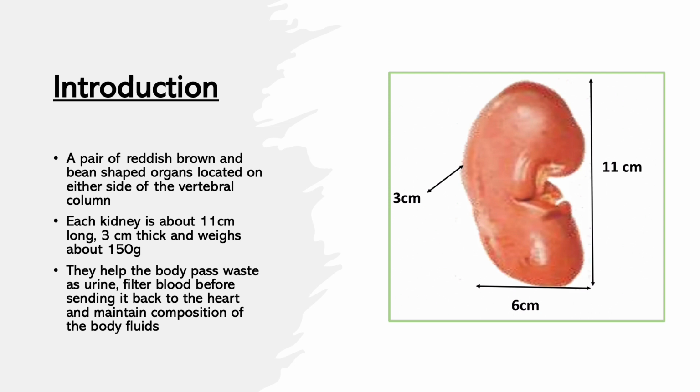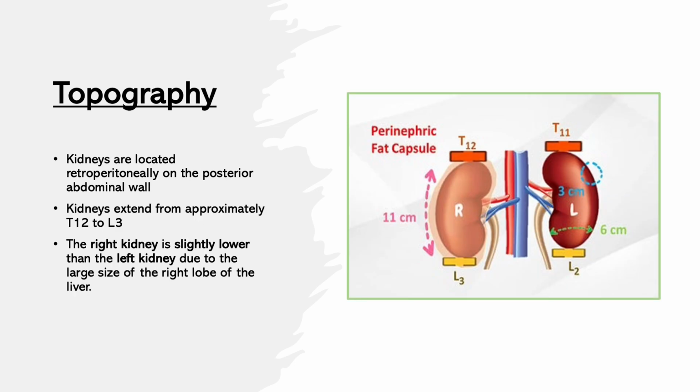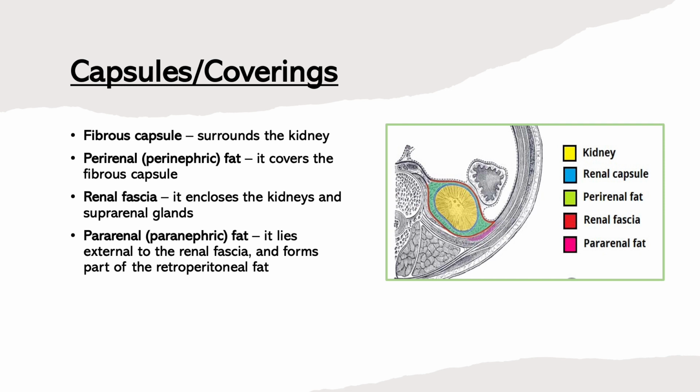of the body fluids. Location-wise, kidneys are located retroperitoneally on the posterior abdominal wall. Kidneys extend from approximately T12 to lumbar 3. The right kidney is slightly lower than the left kidney due to the large size of the right lobe of the liver. The kidney coverings are as follows: the fibrous capsule, which surrounds the kidney.